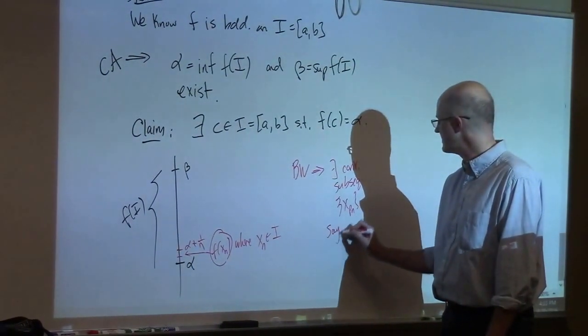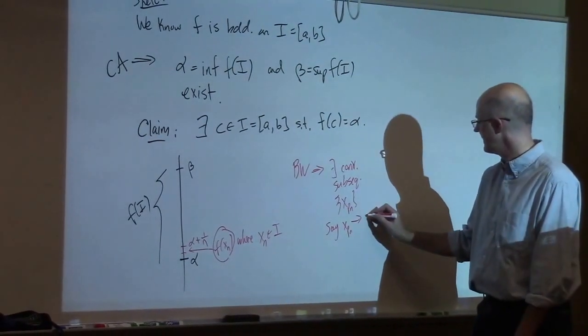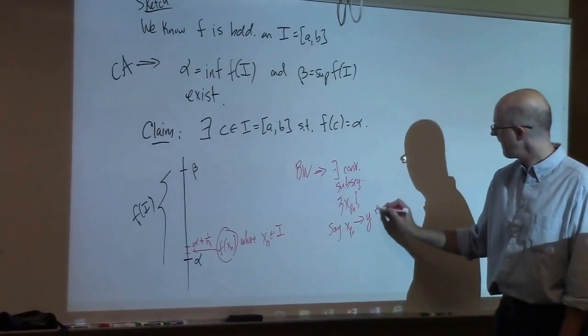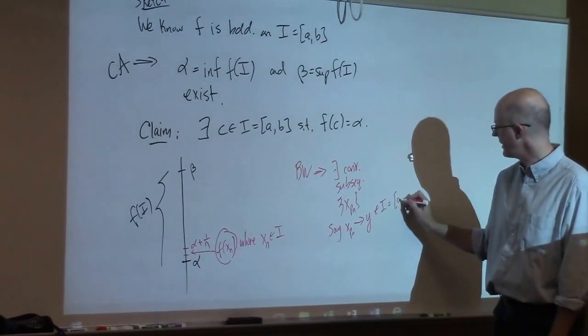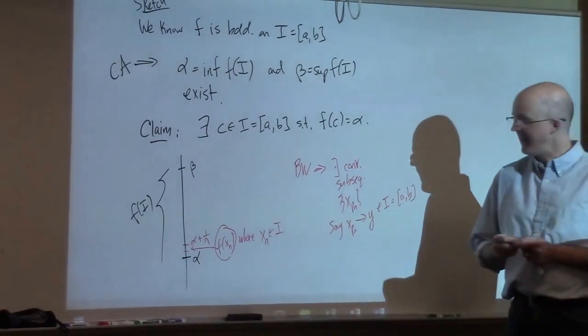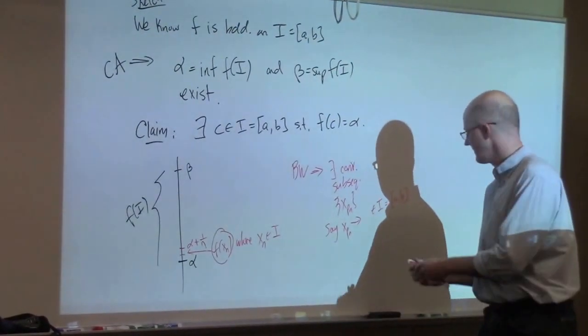Say it converges to, shall I use z again? I could use something else. Y, in the closed and bounded interval. The claim would be that f of y equals c. Actually, I should probably call it c. Let's call that c.